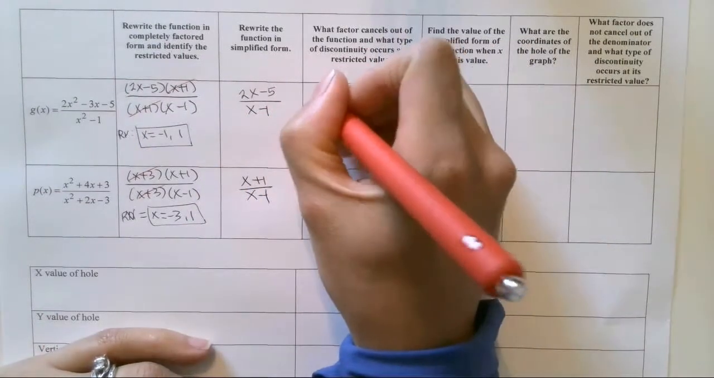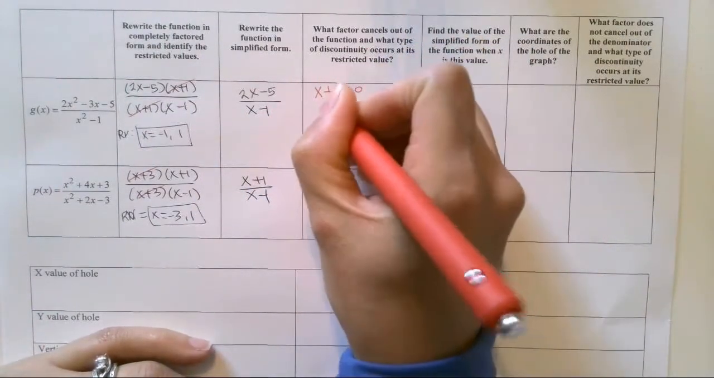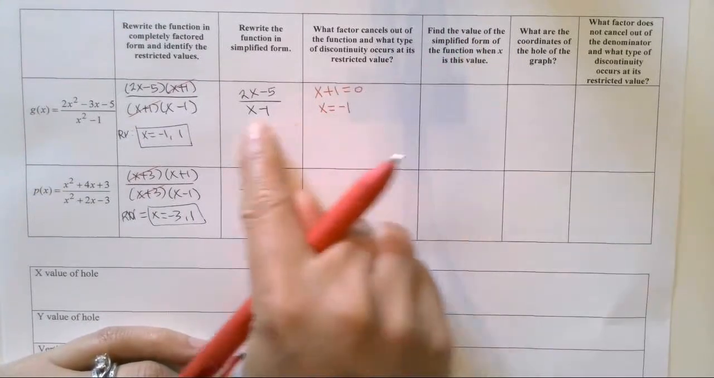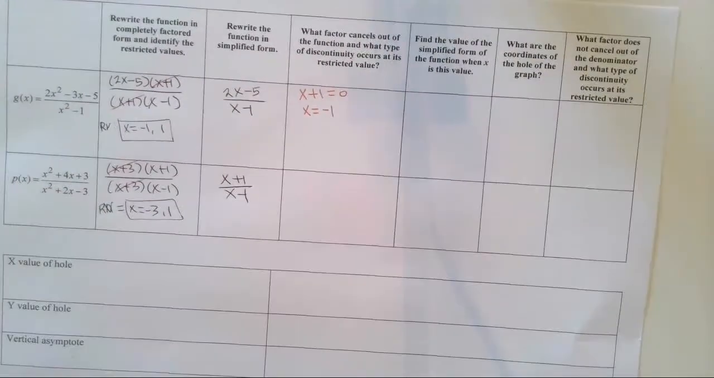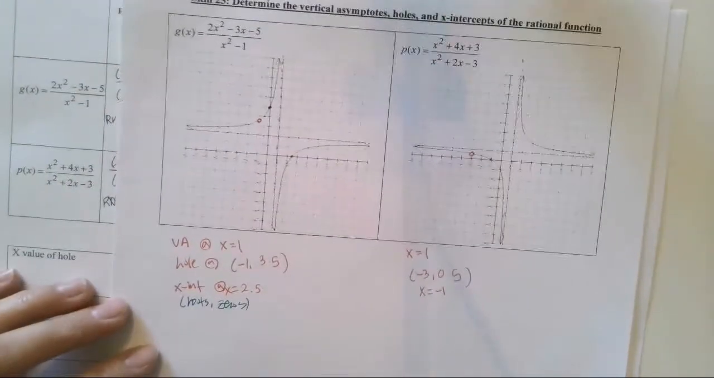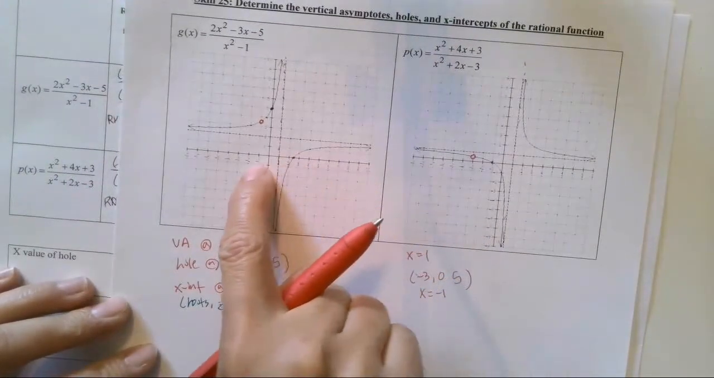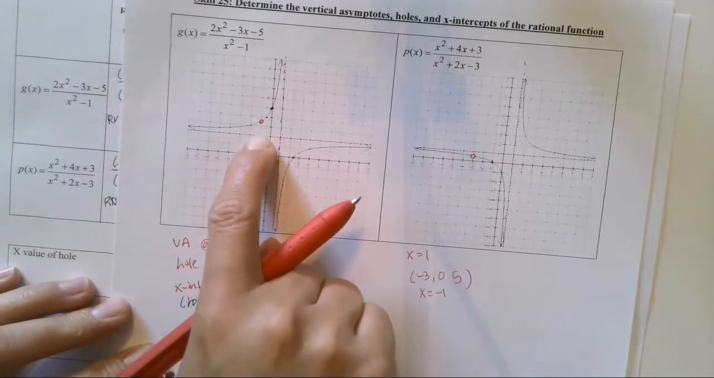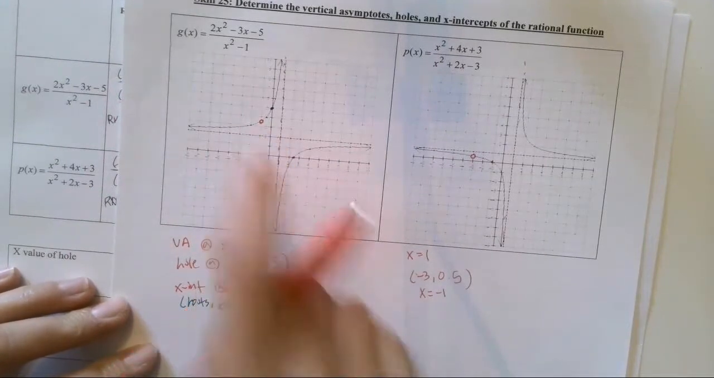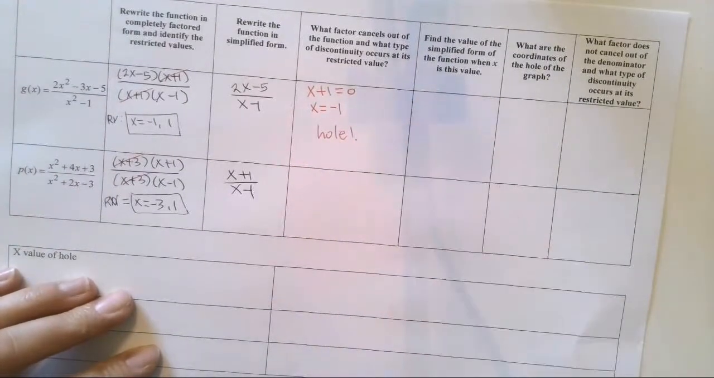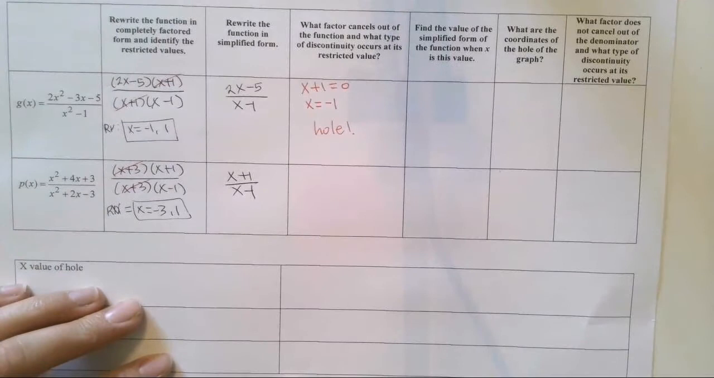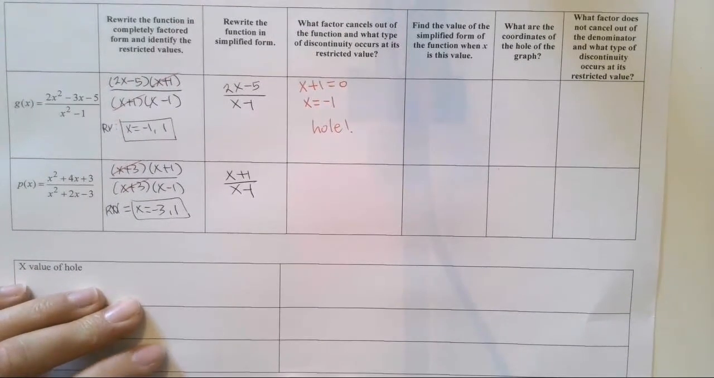X plus 1 equal to 0. X is equal to negative 1. So this is asking you what happens at x equal negative 1. What is that? A hole. There's a hole. Alright, it says find the value of the simplified form of the function when x is this value.